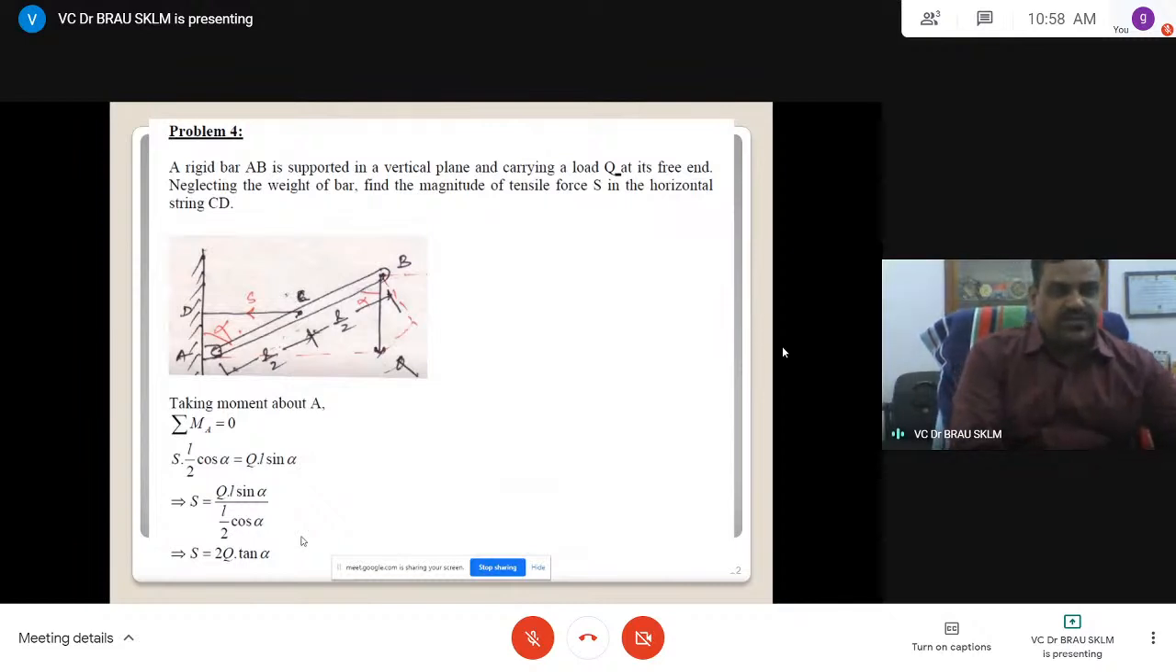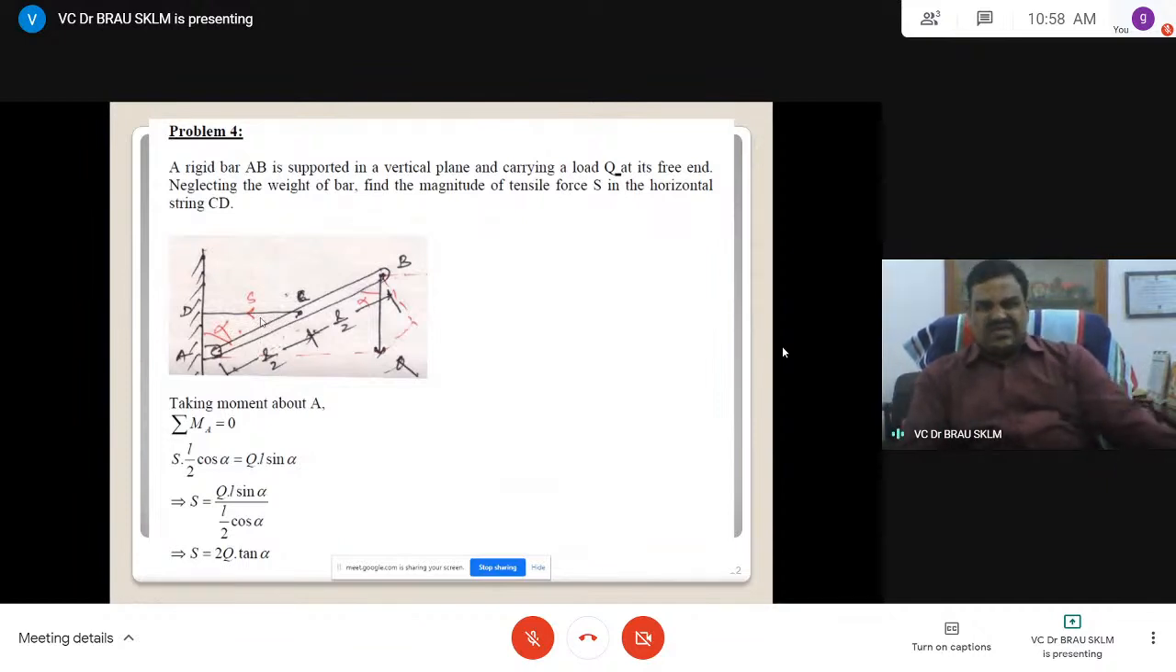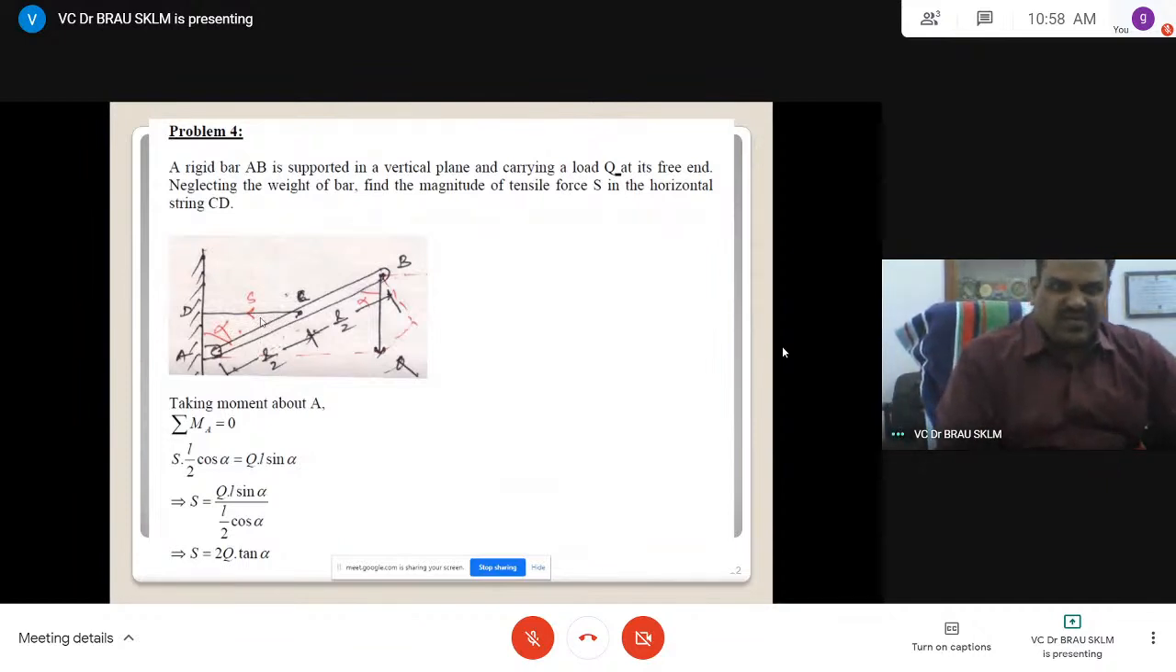Find the magnitude of tensile force S in the horizontal string CD.